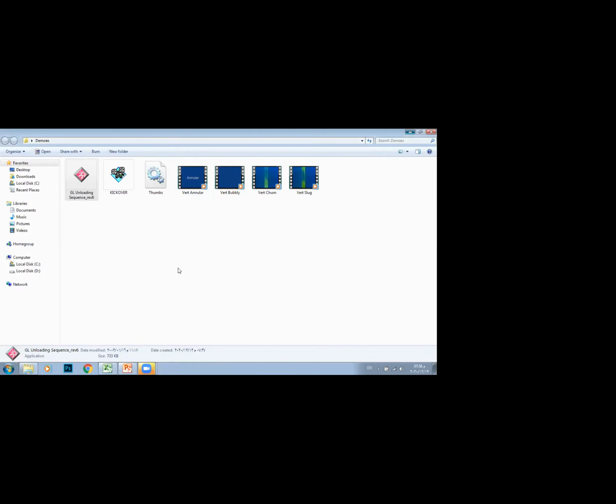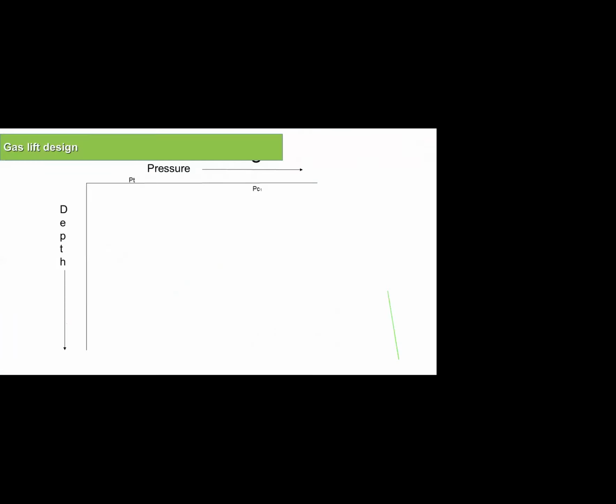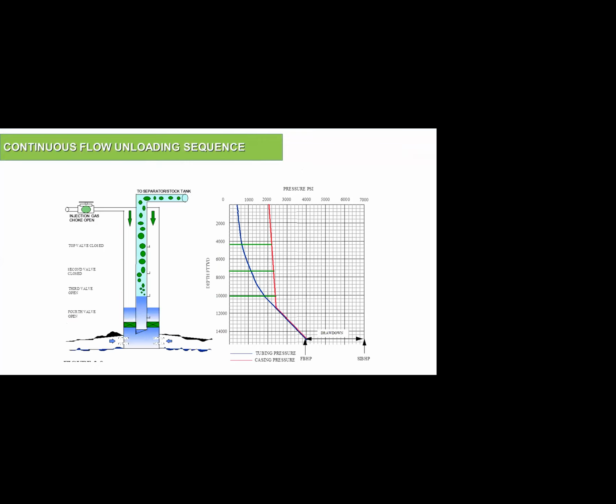When I inject with this pressure, the first valve will be closed because it's designed to be open with this pressure. I will show it now when we go to the gas lift design. I tried to make it clear from here, but no problem. The most important thing for me is that we understand now why I am using unloading valves, what the objective of them is, and what's actually happening.